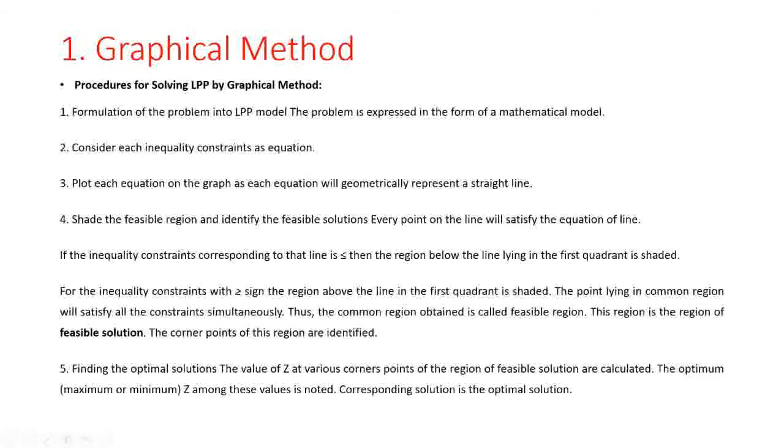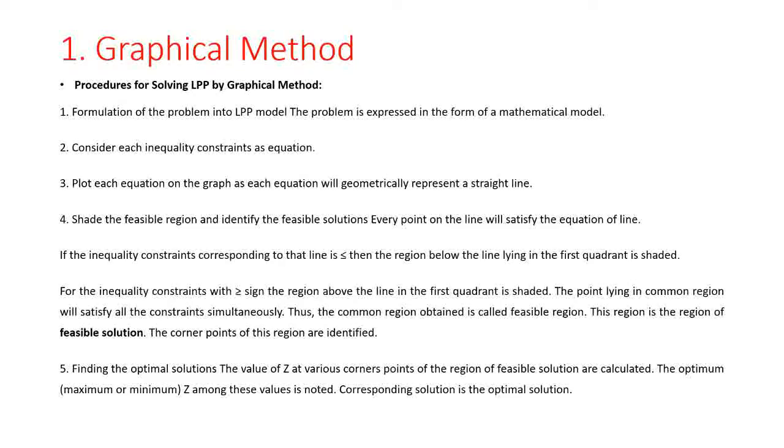So if the inequality constraint corresponds to the line being less than or equal to, then the region below the line lying in the first quadrant is shaded. For the inequality constraint with a greater than or equal to sign, the region above the line in the first quadrant is shaded. So the points lying in the common region will satisfy all the constraints simultaneously. The common region obtained is called the feasible region.